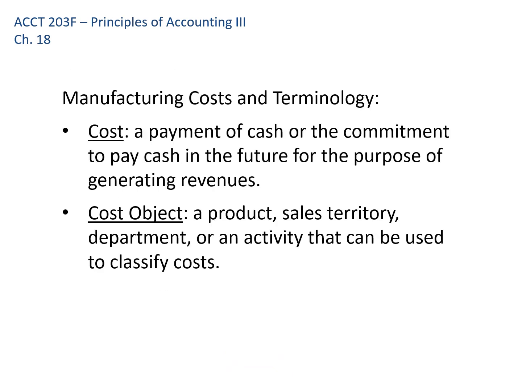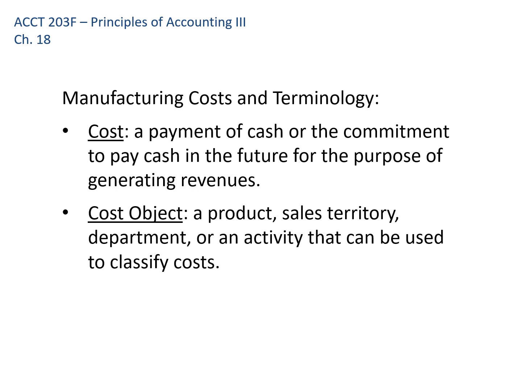So on to some definitions. So cost versus cost object. So cost is a payment of cash or a commitment to pay cash in the future if you buy something on credit that's for the purpose of generating revenues. So that cost might be buying raw material in order to produce product that you'll sell in the future. It might be hiring laborers that will convert that product, that raw material, into your product for sale in the future. It might be advertising that you spend now so that you can generate customers in the future. Those are all costs that are incurred.